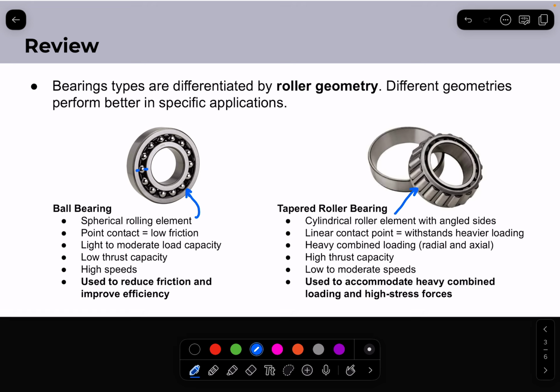Tapered roller bearings are unique in that they can accommodate heavy combined loading in both the radial and axial directions, with the trade-off that they can handle only low to moderate speeds. In summary, they are used to accommodate heavy combined loading and high stress forces.